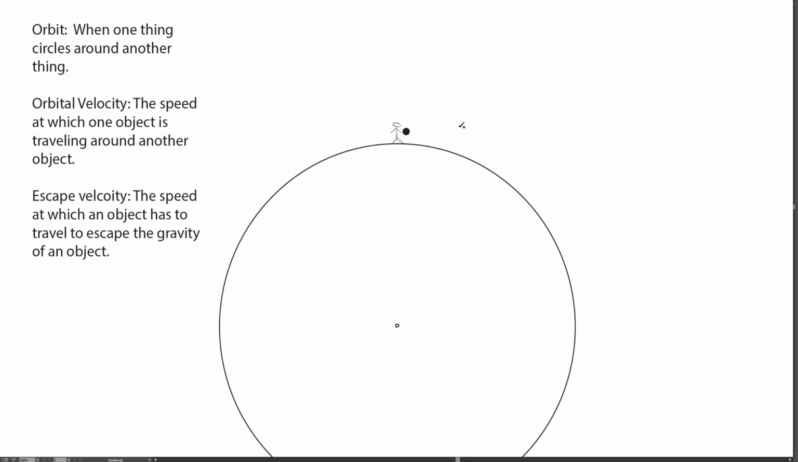In order to put an object into orbit, it needs to be going fast enough so that it doesn't hit the ground, but it needs to be going slow enough so it doesn't escape off into space.